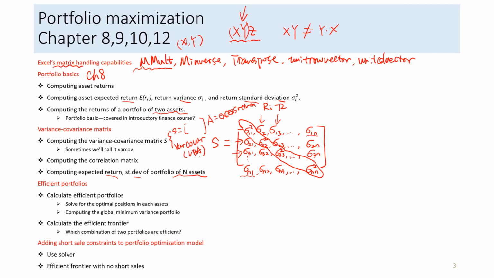So there are two methods here. And similar here for the correlation matrix, we can also use a VBA or user-defined function to calculate the correlation matrix. The input for this is just the returns of however many assets you are considering. And then we move on.